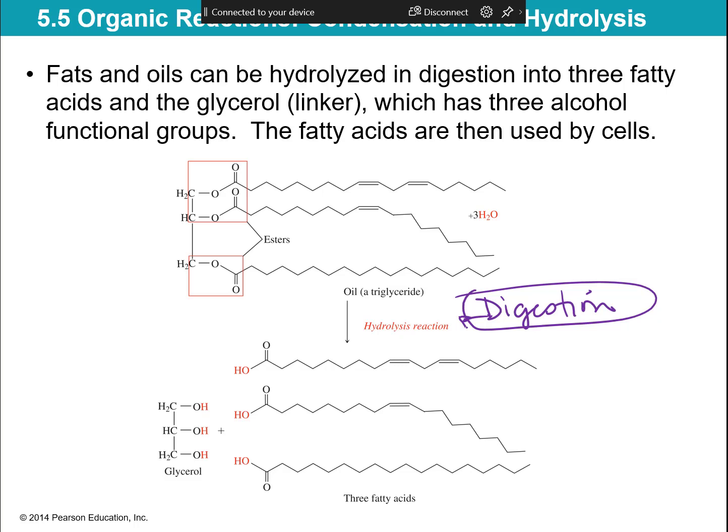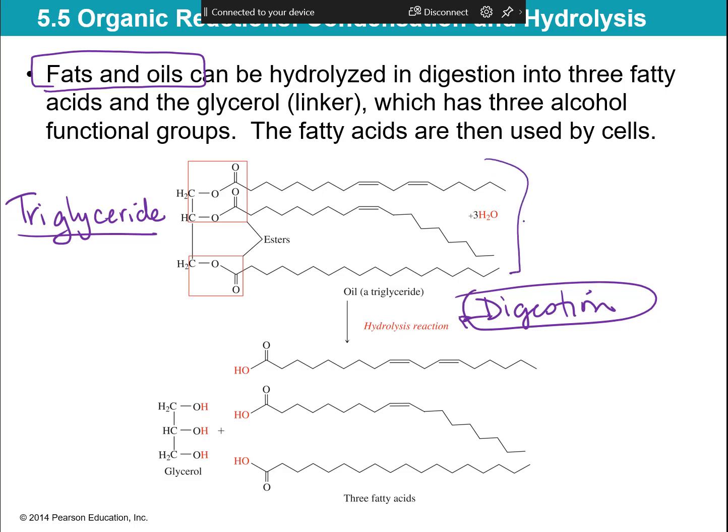So fats and oils typically are ingested as what's called a triglyceride. Tri means 3. So a triglyceride is a molecule of 3 fatty acids. Can you see the long carbon chains coming off of this sort of center part? Can you see the zigzags, 3 zigzags coming off? Those are the 3 fatty acids.